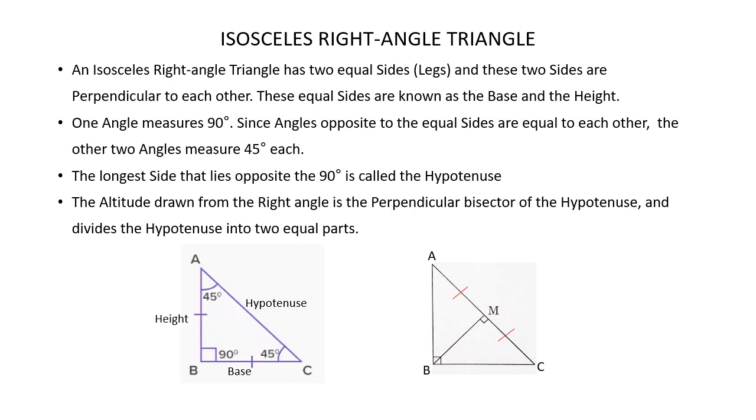Also, this perpendicular is the perpendicular bisector of the hypotenuse. So this angle would be 90 degrees and this angle also would be 90 degrees.